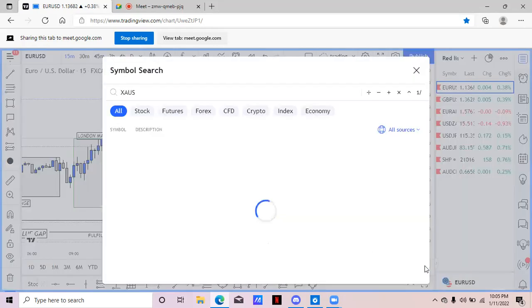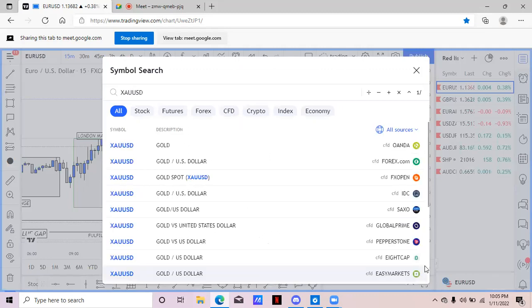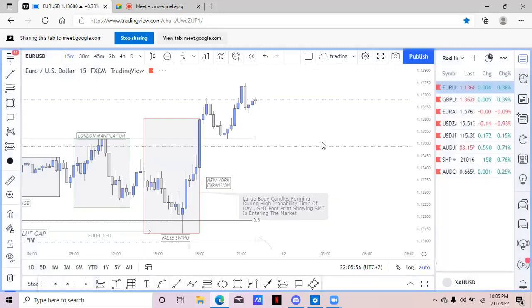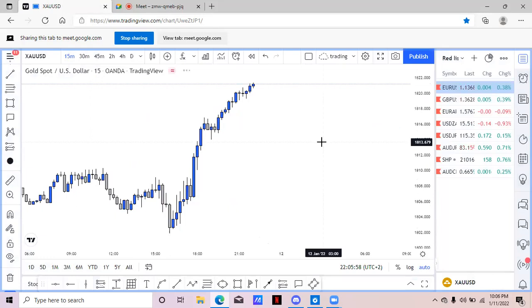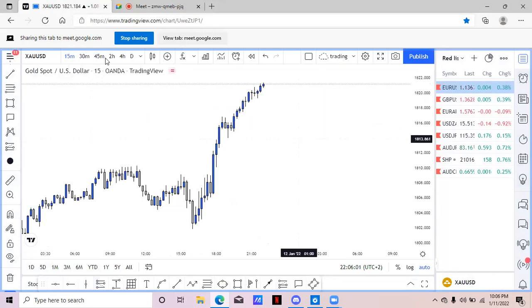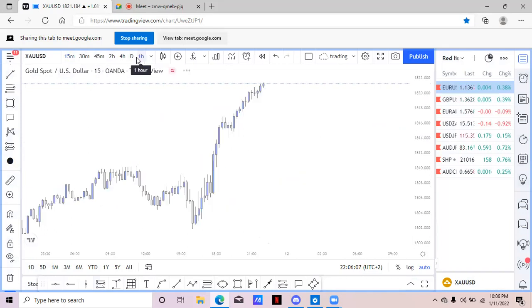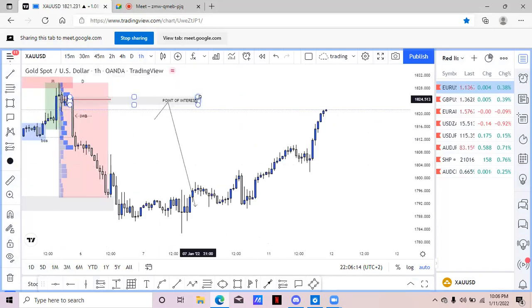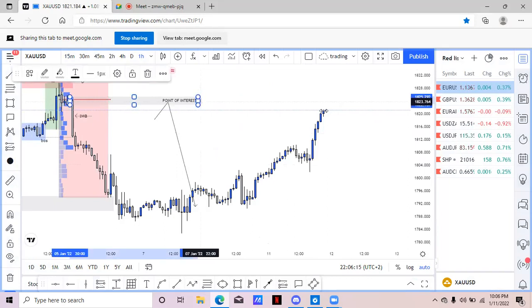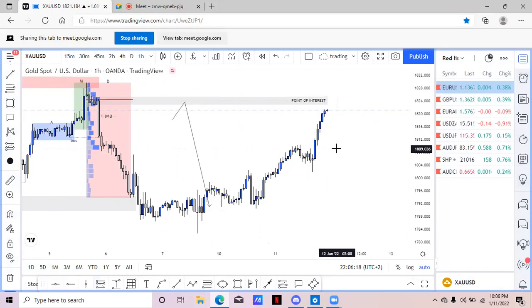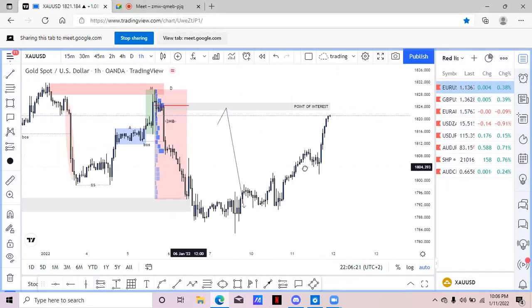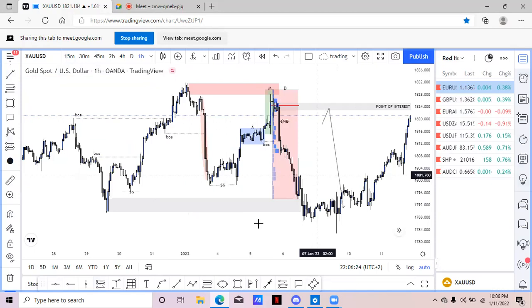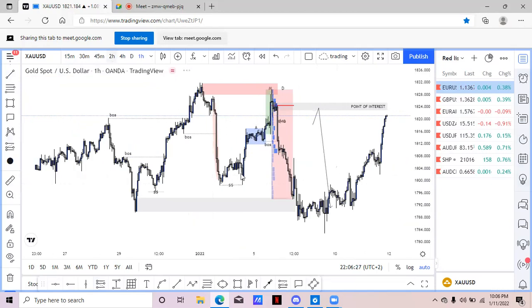I'll show you Zato USD. And then let's go to 1 hour maybe. Oh shit, the market is coming to my sell after a long period of time. Okay, it's fine. Never mind it.